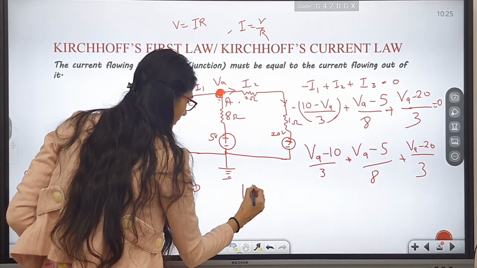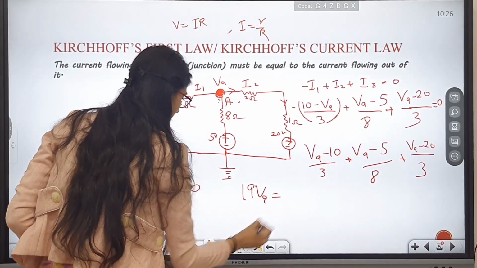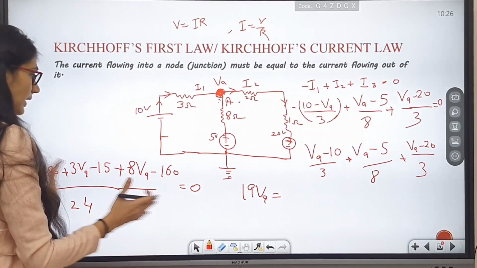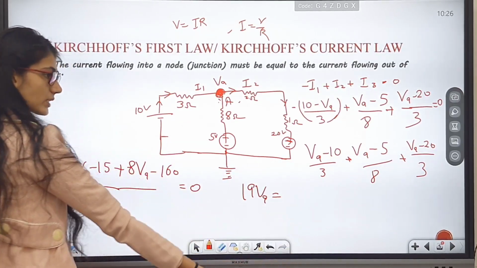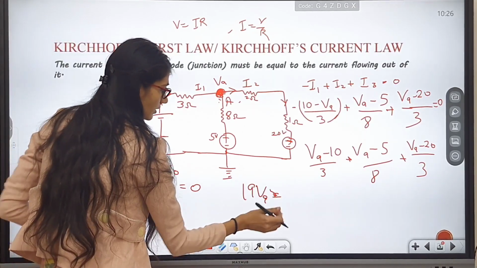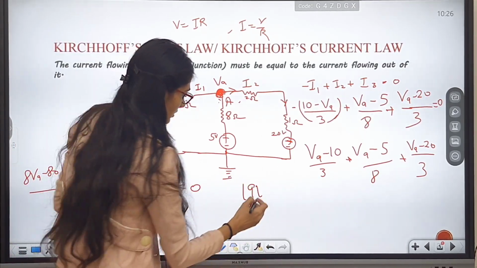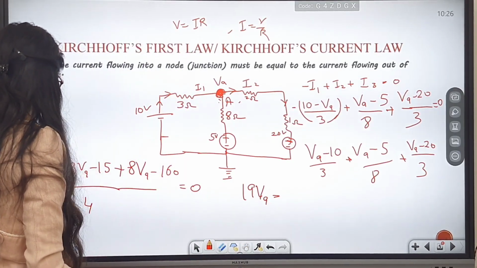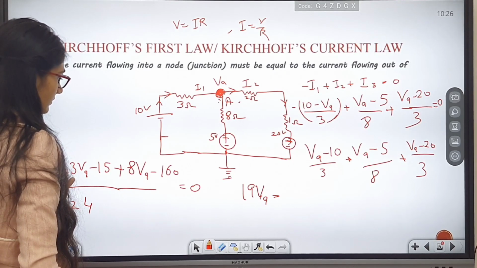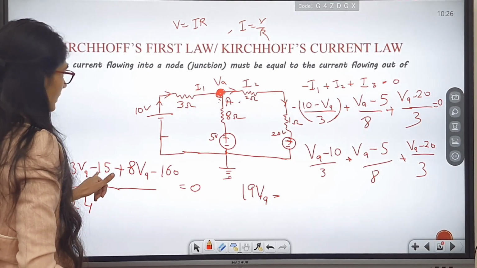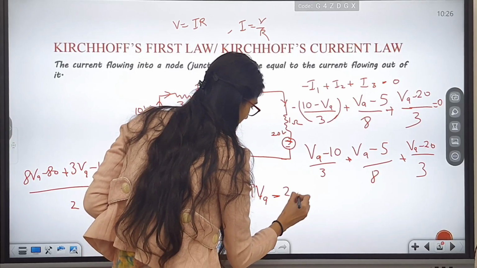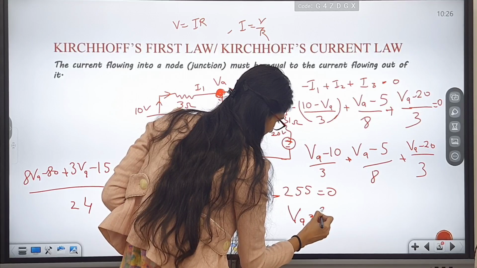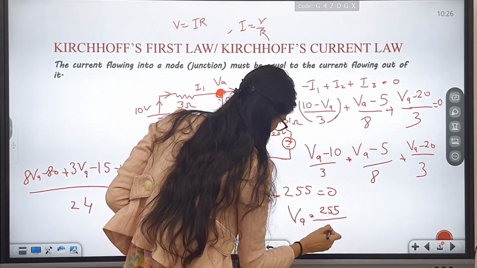So 19 VA is equal to... this is in minus, this is in minus, this is in minus. They will add up and we will take it to the opposite side. So 19 VA minus 160 plus 180, 240, 250, 255, minus 255 is equal to 0. VA is equal to 255 divided by 19.